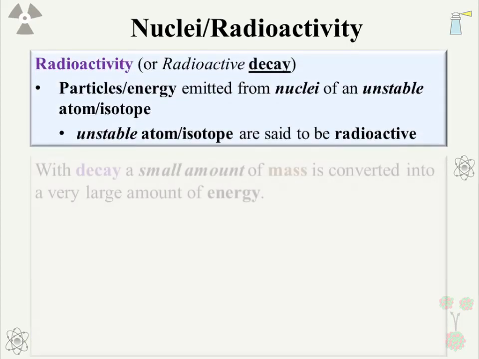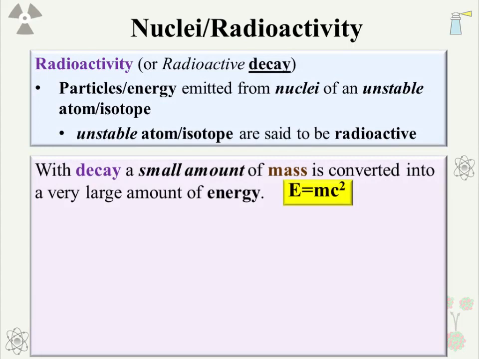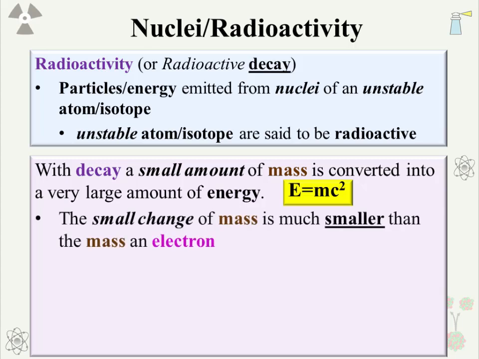What really distinguishes decay is that a small amount of mass is converted into a very large amount of energy. That follows from Einstein's famous equation, E equals mc squared. A very small amount of mass, m, multiplied by a very large number, the speed of light squared, is a large amount of energy, E. But the change in mass is really very small. It's much less than the mass of a tiny electron.